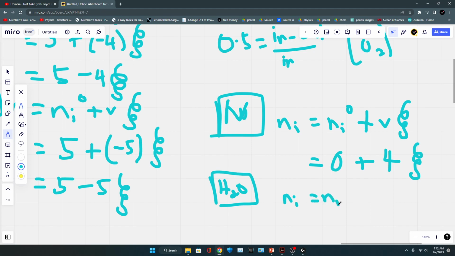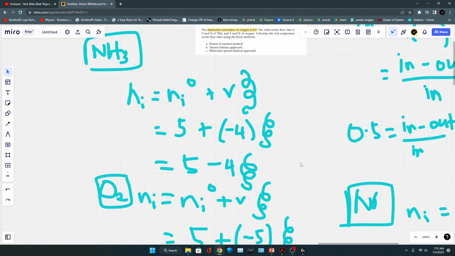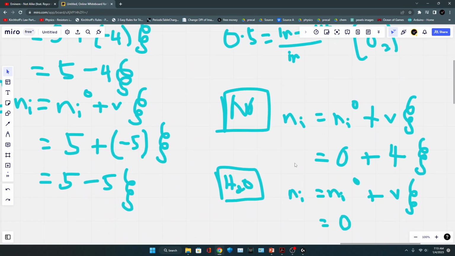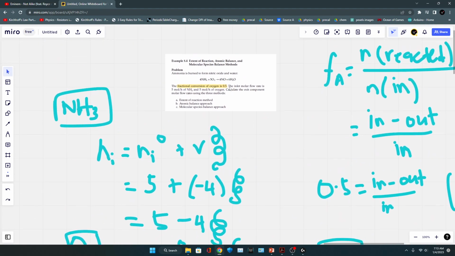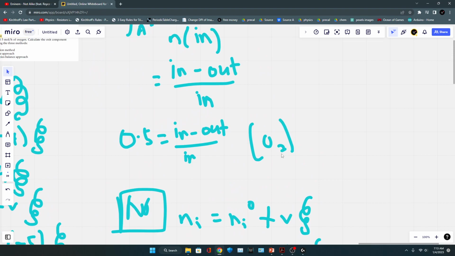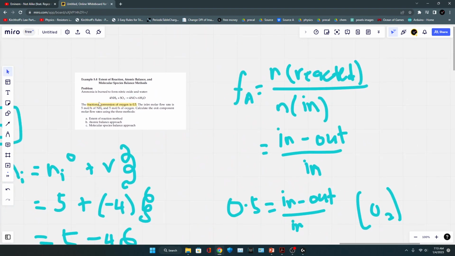Ni given to Ni naught plus with V xi. Okay, this one is 0 because there's no water initially. There's no water on the left side of the equation, so just put it 0. And the stoichiometric coefficient of water is 6, and since water is a product, just put it as positive, so 6 xi.